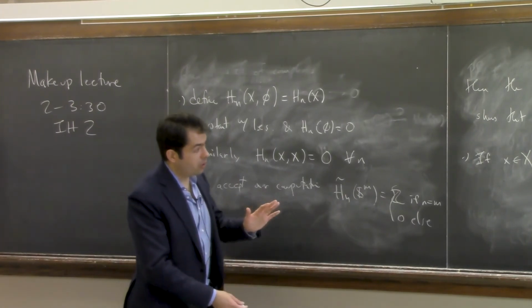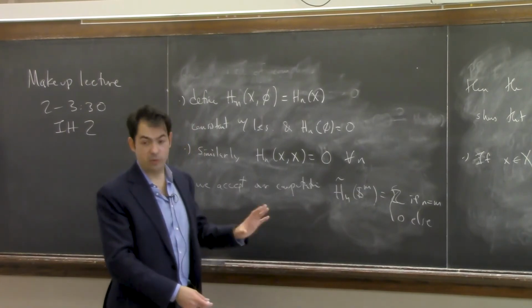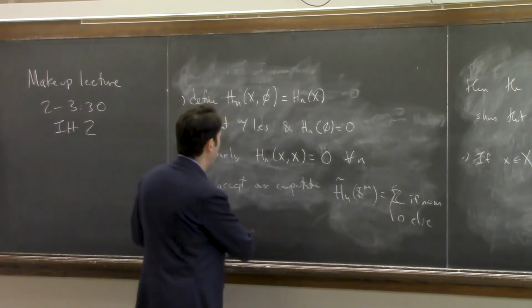So we've seen almost all of the axioms. There's only one that we're missing. So this is called excision.